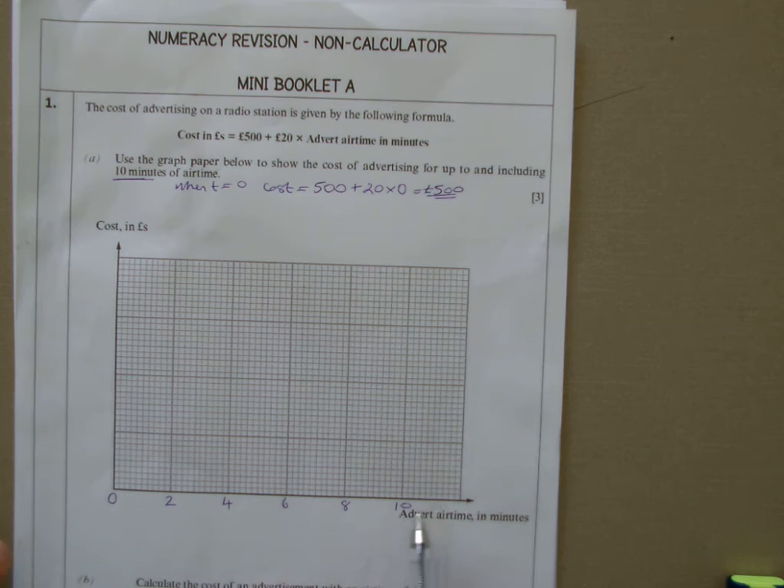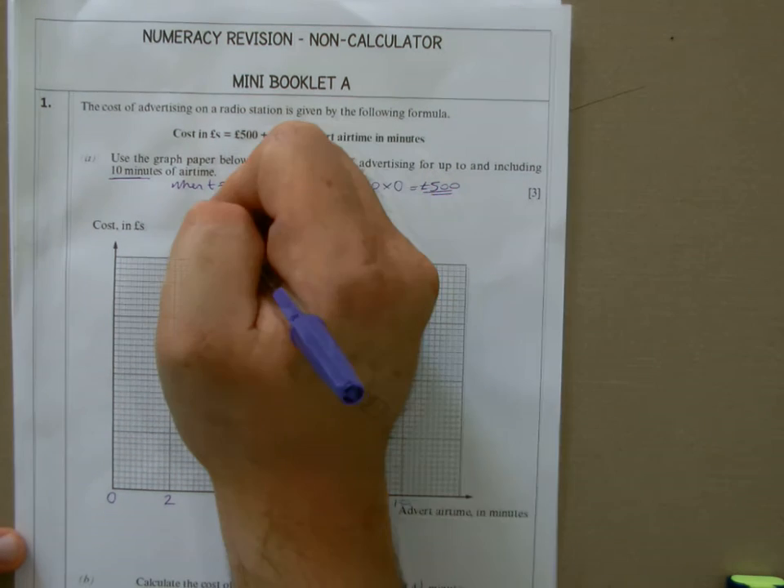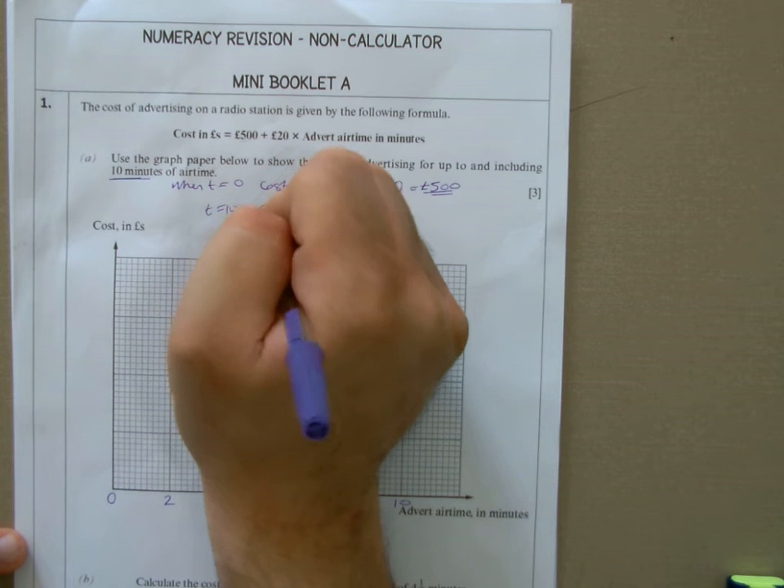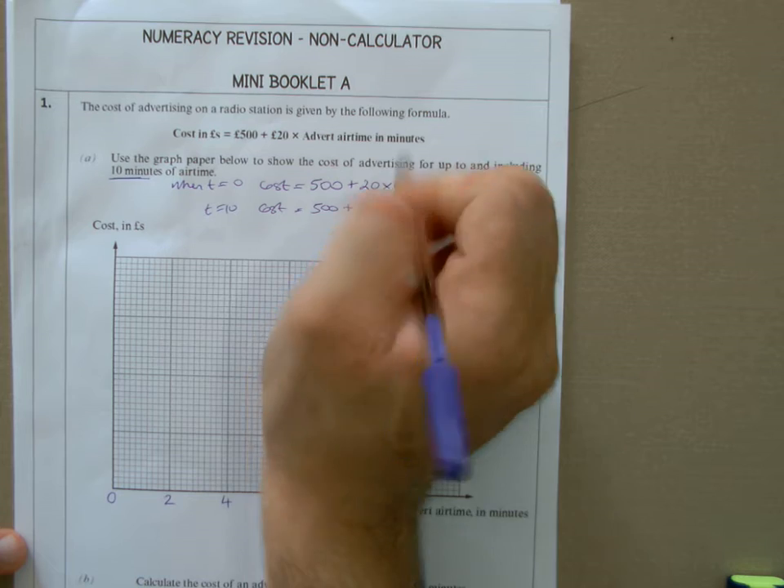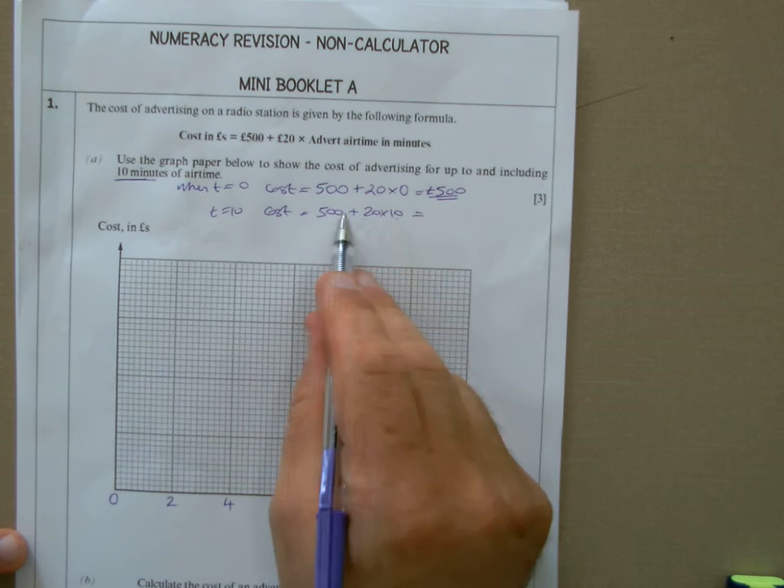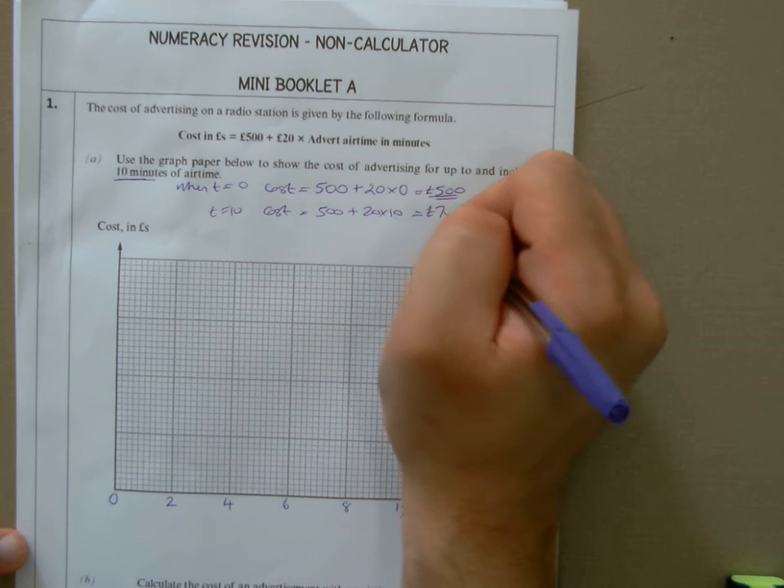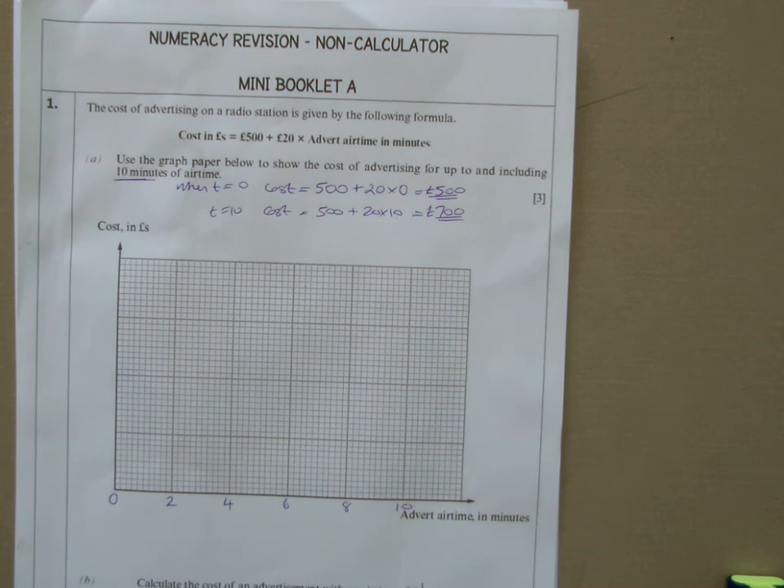Now, what I'll do is I'll go to the end, and see what the end value is. If you have the most amount of minutes, 10 minutes, let's see what it'll be when t is 10. The cost will be 500 plus 20 times 10. Now 20 times 10 is 200, so if I add that on, it'll be 700. So we need our scale to go from 500 to 700. It needs to fit on here, 500, 700.